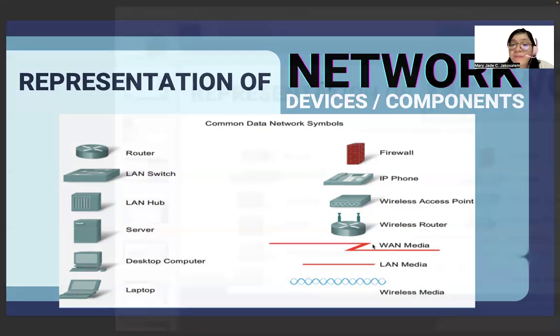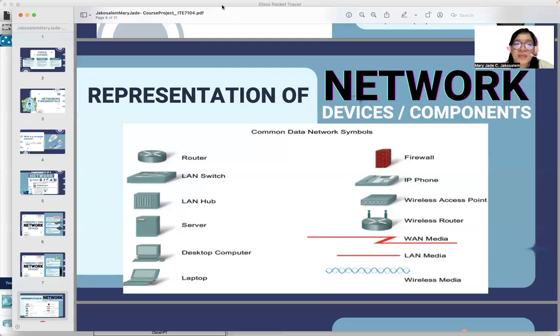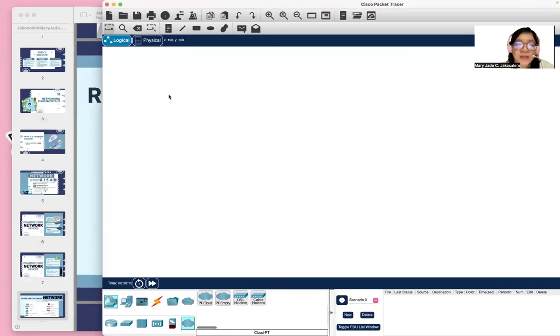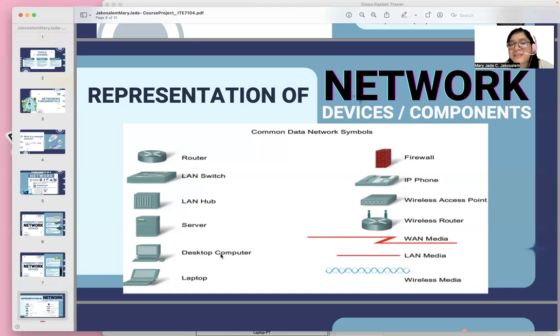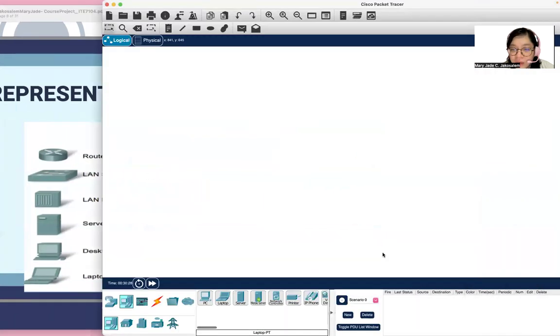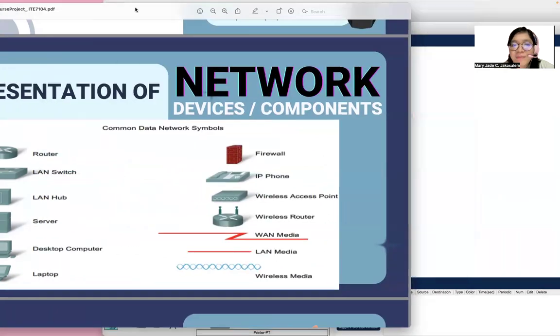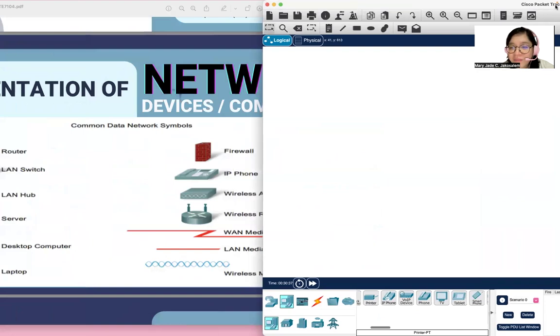Now, let's view them in our Cisco Packet Tracer. So here is our Cisco Packet Tracer. So right here, this is a PC, this is a laptop, this is a server. As you can see, it looks exactly the same here. Then we have your IP phone as well. Your IP phone is right here. Okay, so it's similar, right? It's the same, not similar. It's exactly the same. Okay, the IP phone.